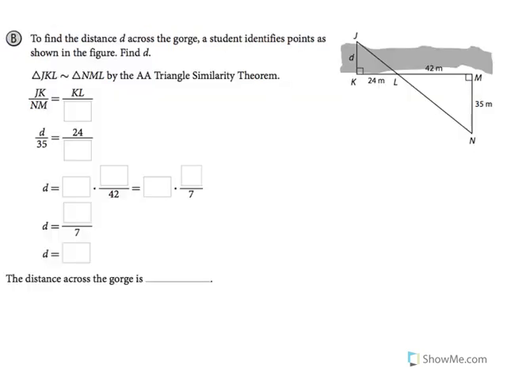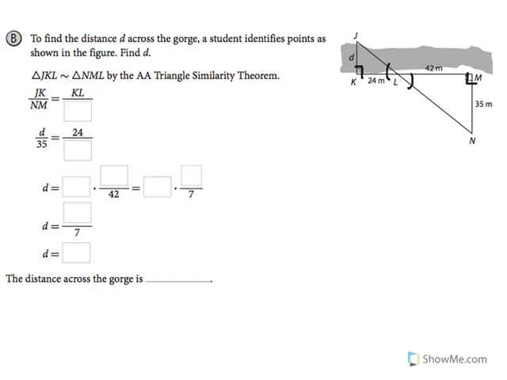Okay, let's go on to our example B. Okay, so this is similar to the previous example. Find the distance d across the gorge. A student identifies points as shown in the figure. Find d. So similarly, these two are right angles, so they are congruent, and these two are vertical angles, so they are congruent. So the two triangles are similar by AA theorem.